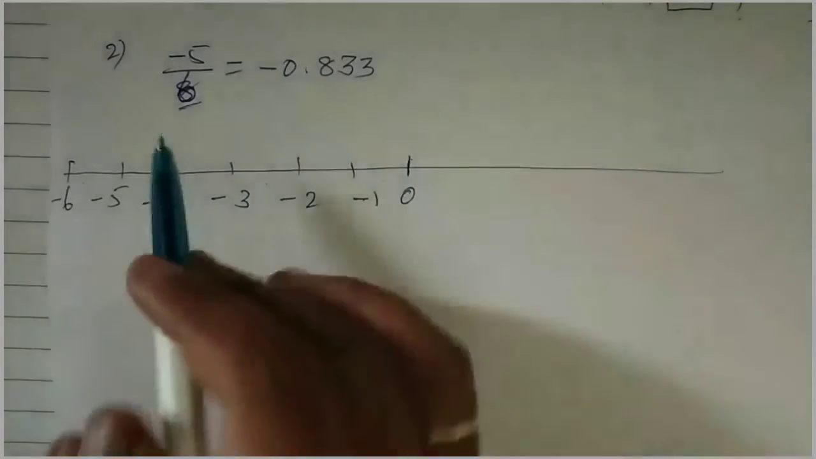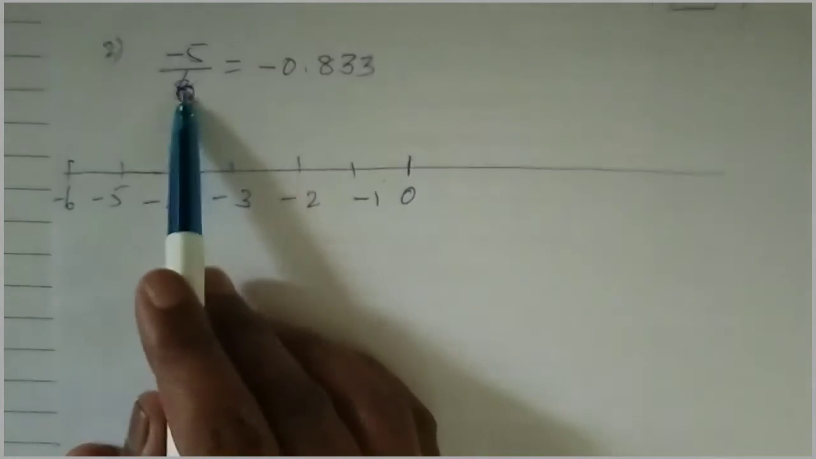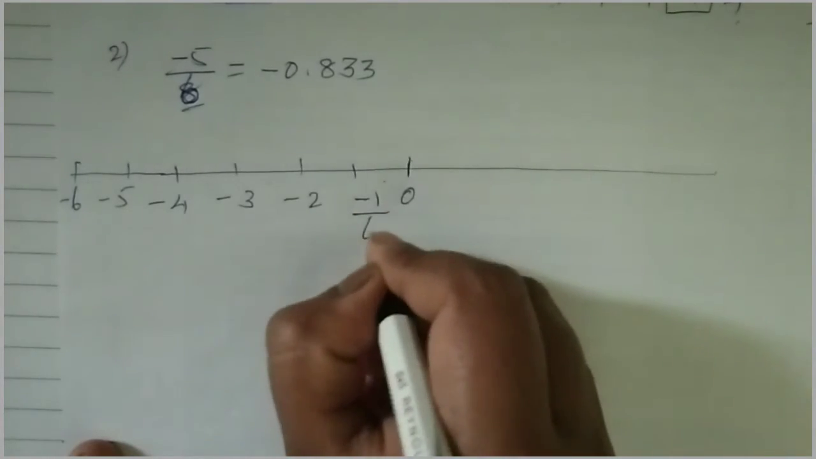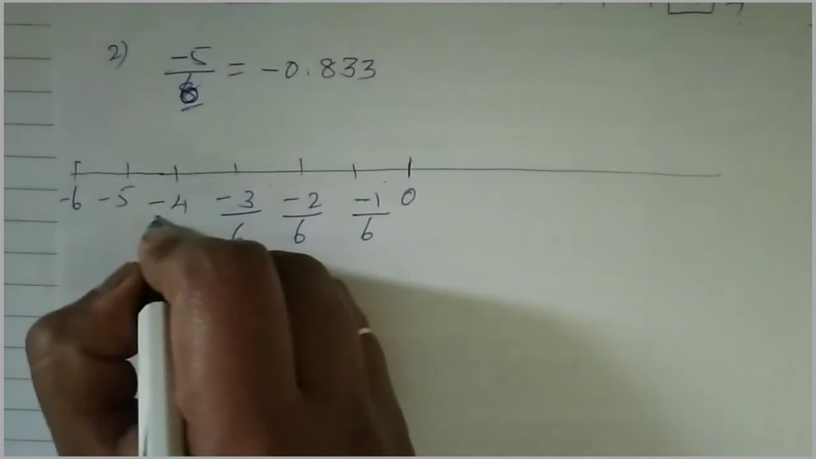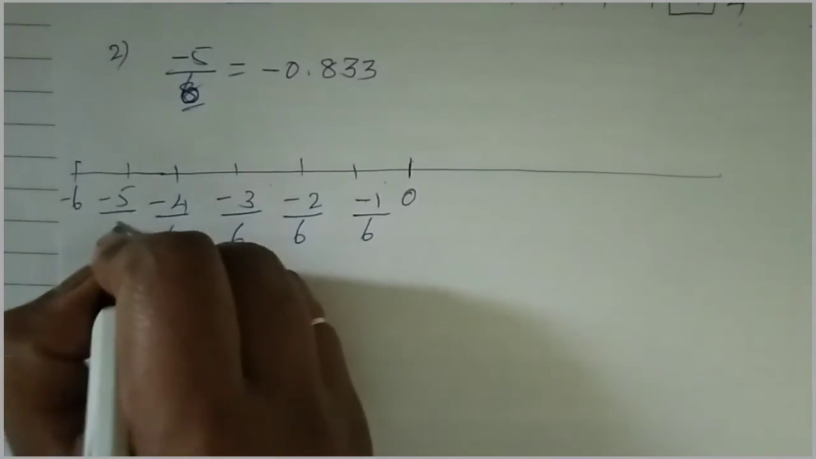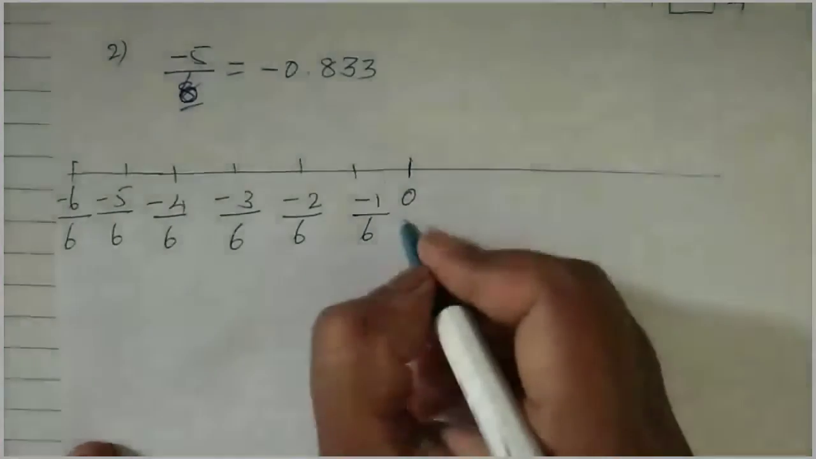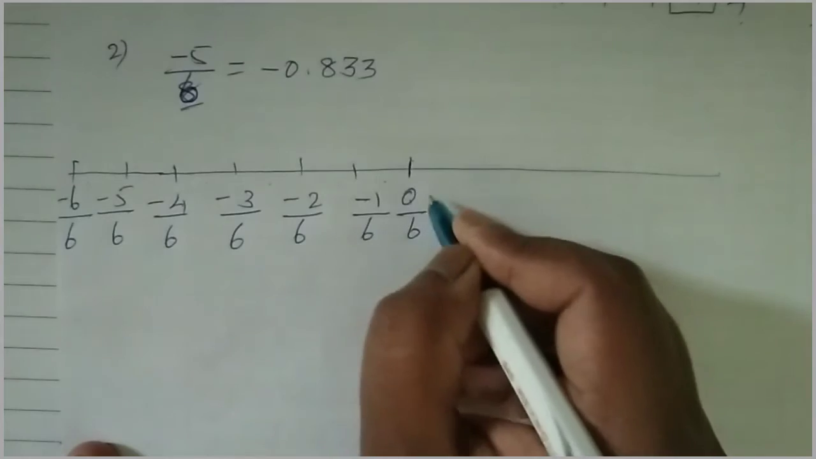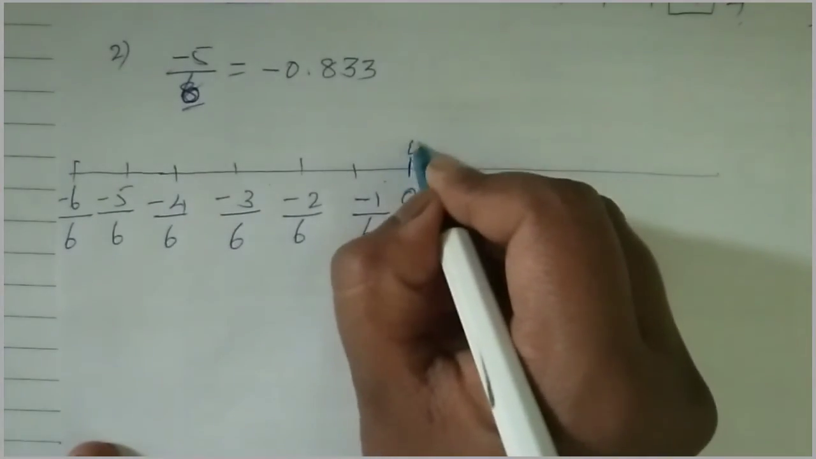Okay, now what we have to do? This value divided by 6. See your denominator. Denominator is 6 only, no? So that same condition, minus 1 by 6, minus 2 by 6, minus 3 by 6, minus 4 by 6, minus 5 by 6, minus 6 by 6. Okay, now see here. 0 by 6. 0 divided by anything is 0 only, no? So we can take this value here as 0.